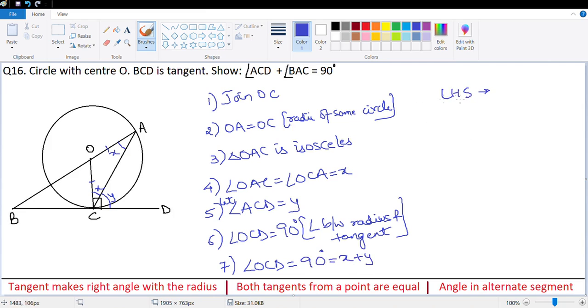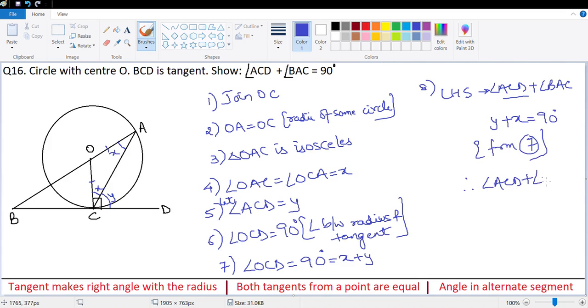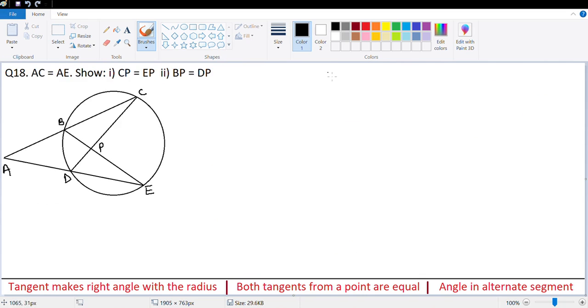Now let's look at the left hand side. Left hand side here is angle ACD plus angle BAC. Angle ACD is equal to y. Angle BAC is equal to x. This is from 7. Therefore, angle ACD plus angle BAC is equal to 90 degrees. Very simple one. Unlikely that you will get such a simple question in any examination. Let's look at question number 18.